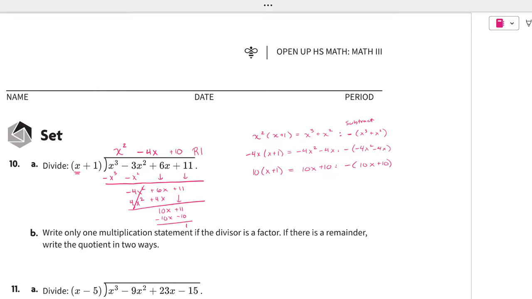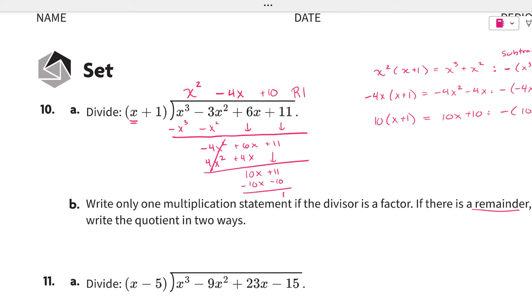Now it says write only one multiplication statement if the divisor is a factor. Well, this one isn't. We had a remainder. So if there is a remainder, write the quotient in 2 ways. One of the ways that we can write it is x plus 1 times this whole thing, so x squared minus 4x plus 10 plus 1 over x plus 1. We never actually divided that, so I have to show that it's still dividing.